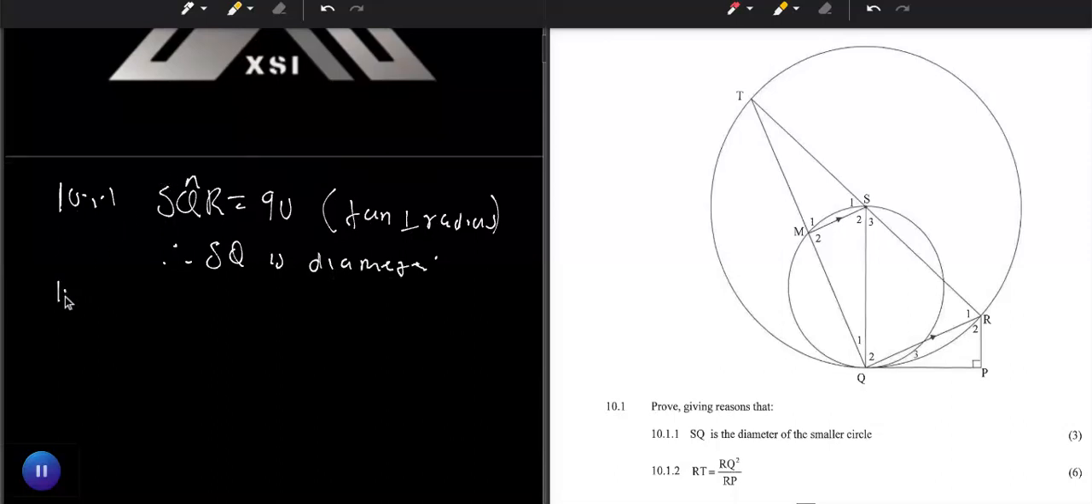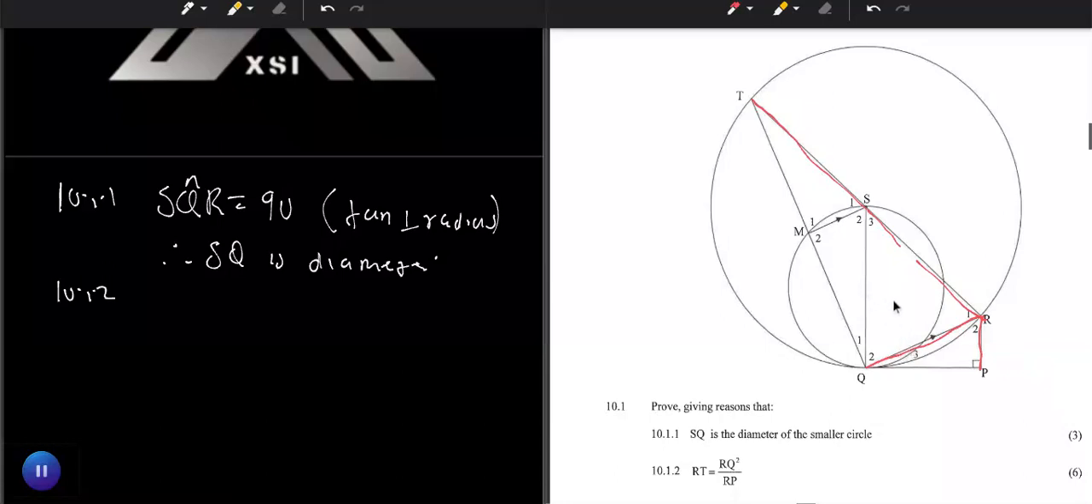When you go to 10.1.2, they say we need to prove that RT is equal to RQ squared over RP. How can I prove that? Where's your RT? Your RT is in this shape, over here. This is your R, your TR, yes, your RT. And where is your RQ? Your RQ is over here. And where is your RP? This is your RP.